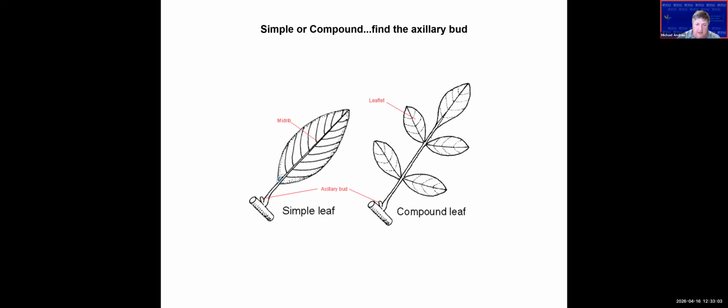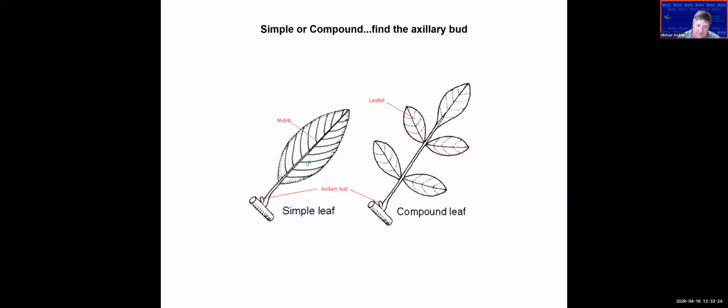So how do you determine whether something's a leaf or not? Well, on the left, you can see what we call a simple leaf. That's sort of the generic leaf we all drew as a kid. What you're going to do is follow that midrib all the way down through the petiole there and see where it's attached to the twig. What you'll see there is an axillary bud, and that bud is where it attaches to the twig.